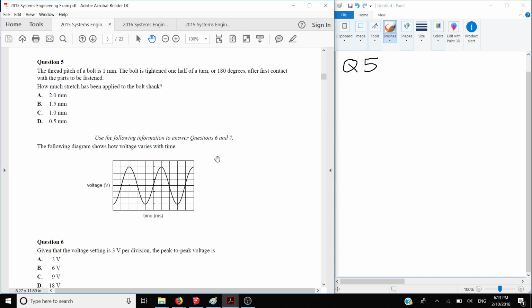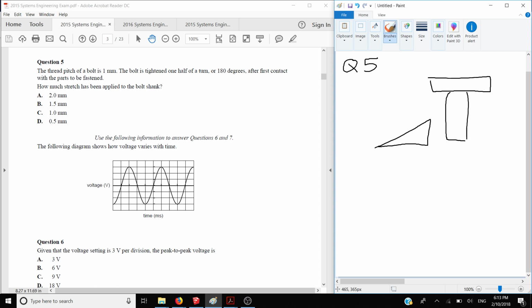Question 5. Now, this is another good question. So the thread pitch of a bolt is 1 millimeter. So, pitch and screws and things. Screws are part of the course design, bolts and things, because they're useful ways of joining stuff together, but also because they're based on one of the simple machines, which is an inclined plane. And so what a bolt is, let's draw a bolt, is an inclined plane wrapped around a cylinder.